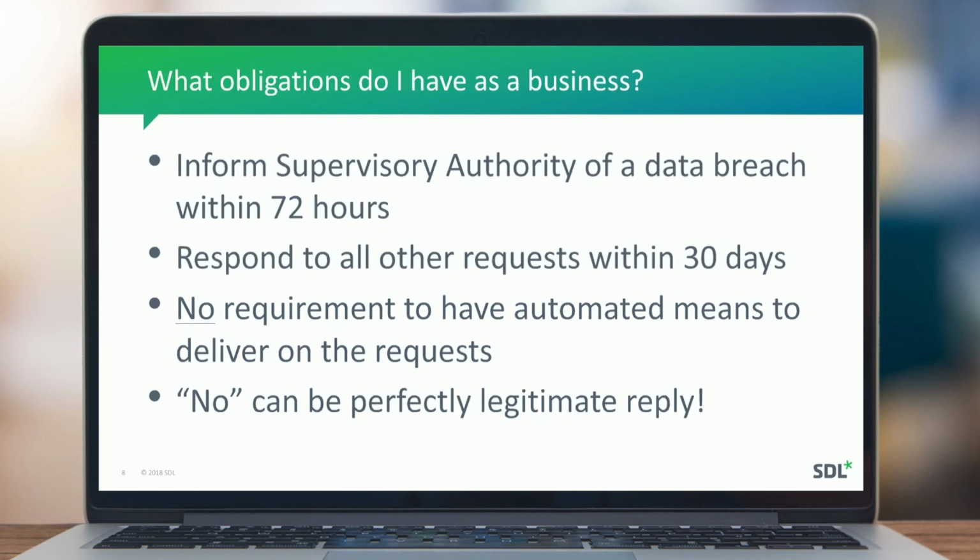And there are certain limitations here. So the data breach, the supervisory authority must be informed within 72 hours of such a breach occurring, or your awareness of such a breach occurring. All of the other requests that can come from a citizen, a data subject as they're called, you have 30 days to comply with that request. And the last bullet there actually is something that should not be overlooked.